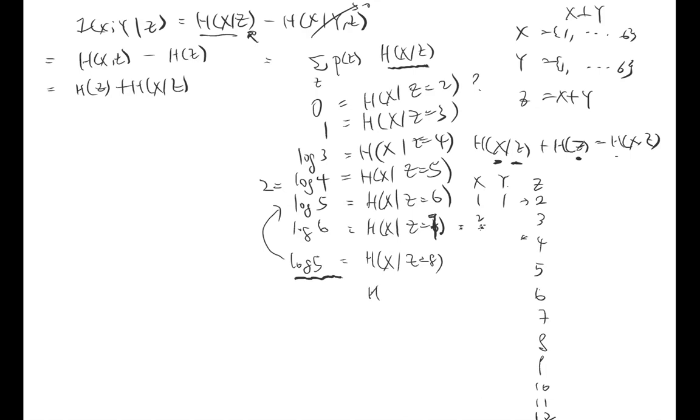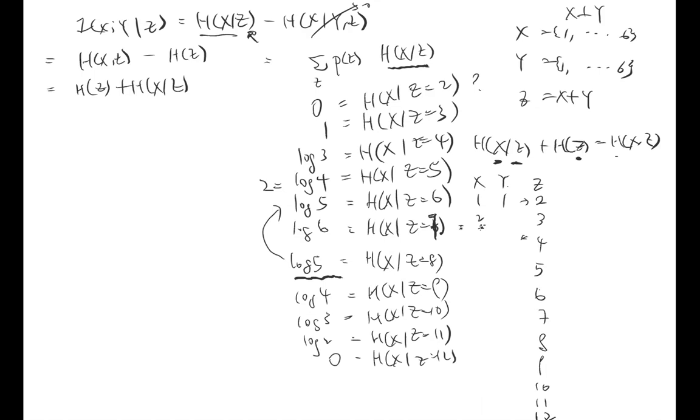So then I can continue to do that. H(X given Z equal to 9) is log 4 here. X given z equal to 10 is log 3 here. H(X given Z equal to 11) is log 2 here, and so on. Then H(X given Z equal to 12) is just equal to 0. So then the probability for each of these, as I showed earlier: for 2, it would be 1/36 here. This is 2/36 here. This is 3/36 here. That's 4/36 here. There's 5/36 here. This is 6/36 here. There's 5/36 here.